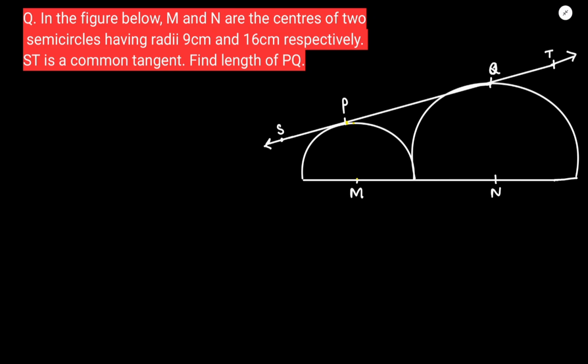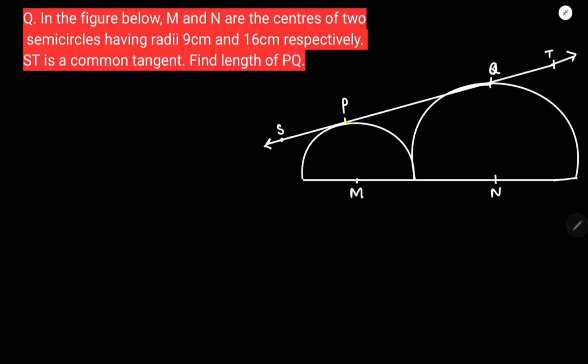They are saying in the figure below, M and N are the centers of two semicircles. As you can see, we are given two semicircles, right? Then they are saying each of them, this one has radii 9 centimeter.